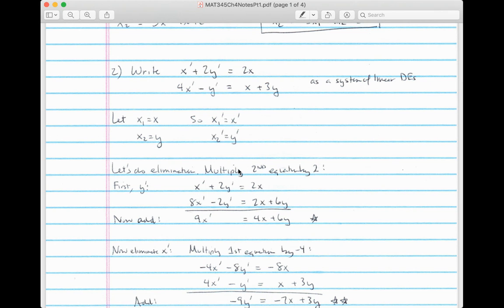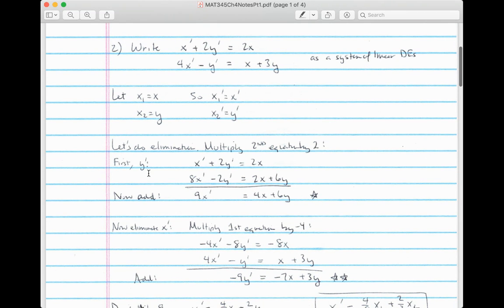As I said, we're going to perform two different eliminations. We want to get x prime in terms of x and y, and y prime in terms of x and y. The first thing I'm going to do is eliminate y prime. I can do that by multiplying the second equation by 2. So I copy the first equation over, x prime plus 2y prime equals 2x, and then I get 8x prime minus 2y prime equals 2x plus 6y. Now I can add those two equations together and eliminate y prime, in which case I get 9x prime equals 4x plus 6y.